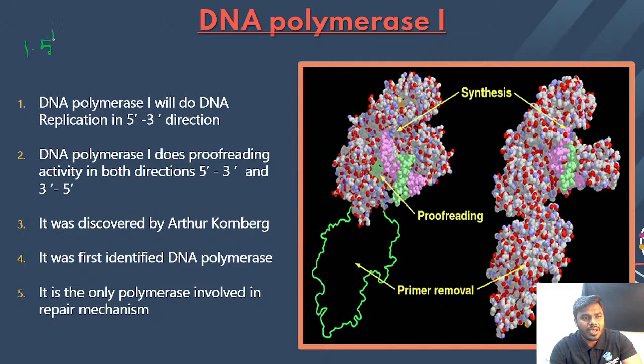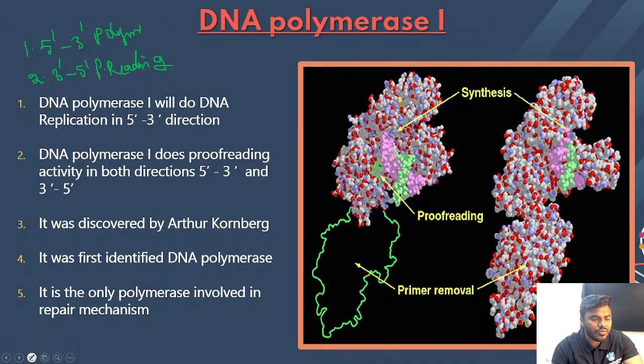Now I'll quickly summarize first the overall functions of polymerase 1. Polymerase 1 will do the 5' to 3' polymerization, no doubt about it, like every other polymerase. It will do the 3' to 5' proofreading, like all other polymerases. And what is the unique function performed by polymerase 1? That is the proofreading in the 5' to 3'. This is the unique function.